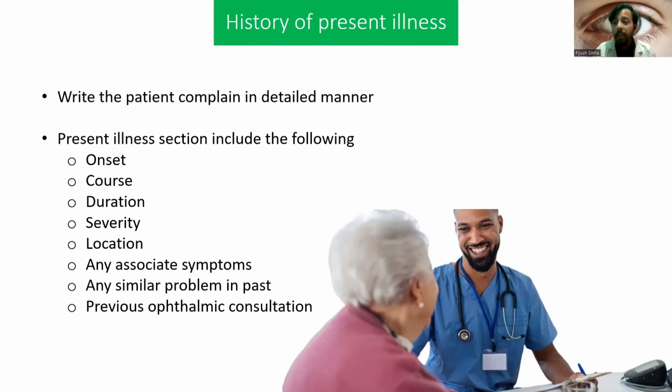Never forget to ask this question: previously, did the patient go for another ophthalmic consultation or not, and what was diagnosed. If the patient has had a previous ophthalmic consultation, then see the old record also, to see what was diagnosed previously and what medication the patient is using right now. You need to write all these things in the presenting illness section.